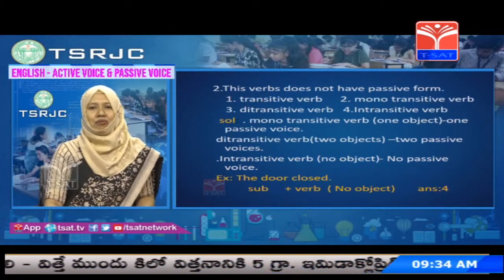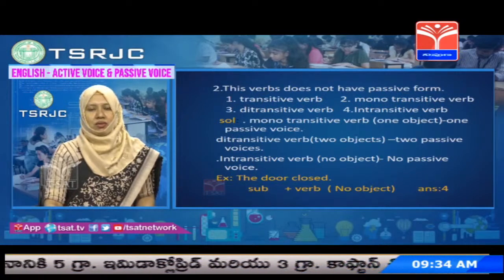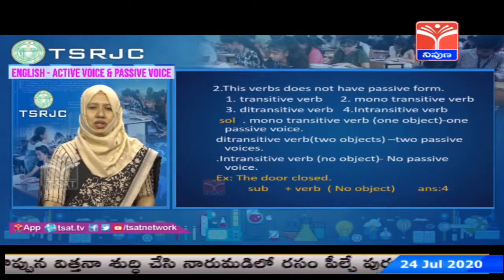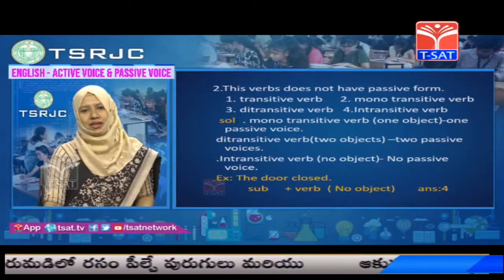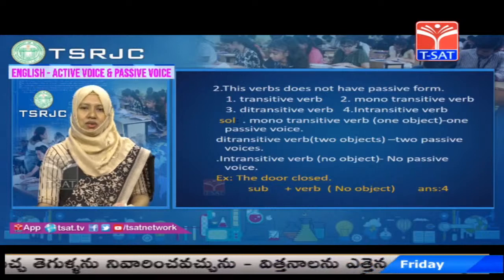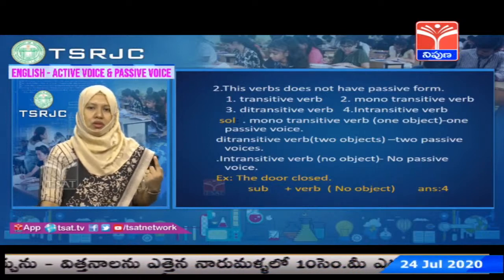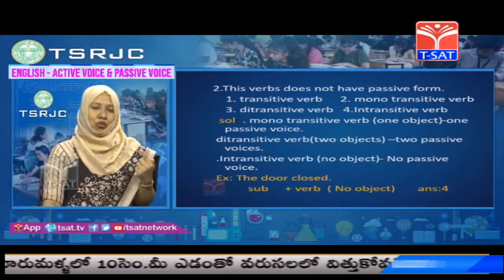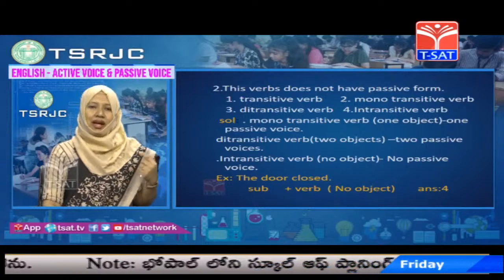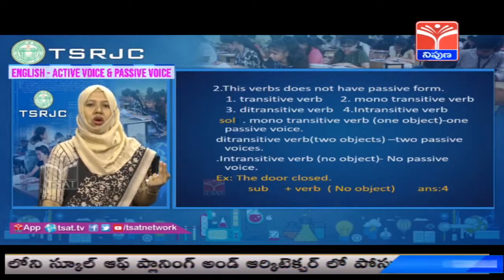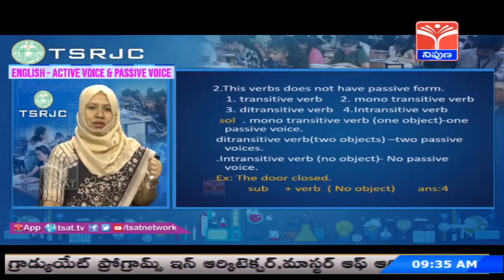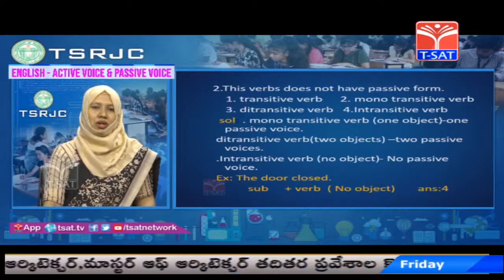This verb does not have passive form. Option A, transitive verb. Option 2, monotransitive verb. Option 3, ditransitive verb. Option 4, intransitive verb. Remember, mono means one. So in monotransitive verbs, you have only one object in passive voice. In ditransitive verbs, you have two objects and you can change into two types of passive sentences, which we have discussed earlier in the beginning of this episode.